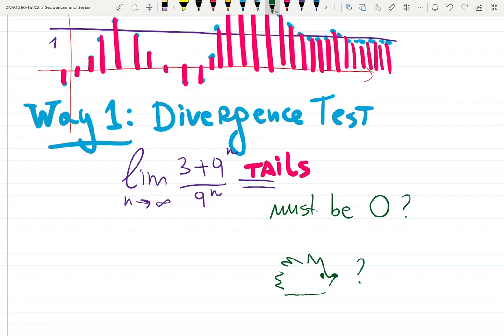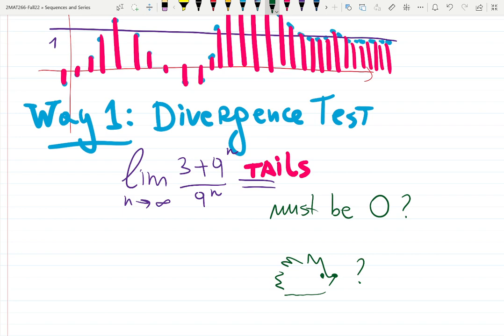Whatever pointy is, that might be a different animal, not necessarily a hedgehog. And that's why other tests are required. So think about this logic. The divergence test tells you if the series is divergent. But if the limit is 0, it doesn't necessarily mean it's convergent, because it might go to 0 too slowly. Same as a hedgehog.